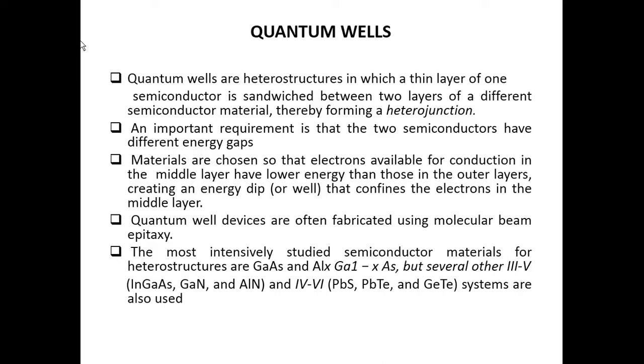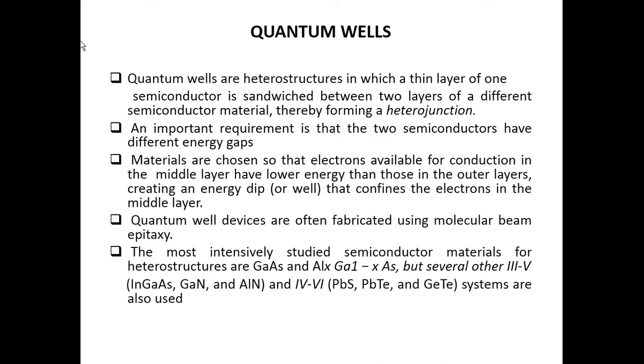Today we are going to discuss quantum wells. Quantum wells are heterostructures formed by two dissimilar semiconductor materials. They are heterostructures in which a thin layer of one semiconductor is sandwiched between two layers of a different semiconductor material, thereby forming a heterojunction.